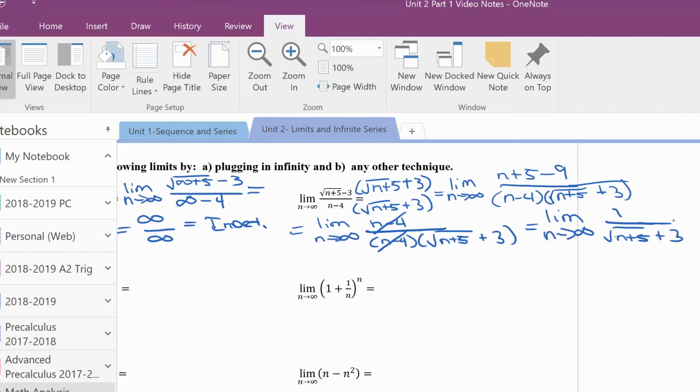So notice if we now substitute in infinity, we get the square root of infinity plus 5 plus 3. So it's equal to 1 over infinity plus 3, which is 1 over infinity, which is 0. So the limit of this is actually 0.